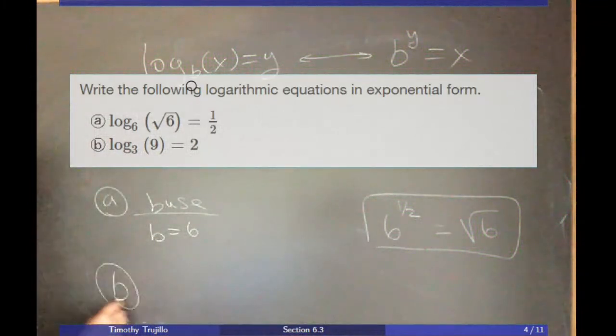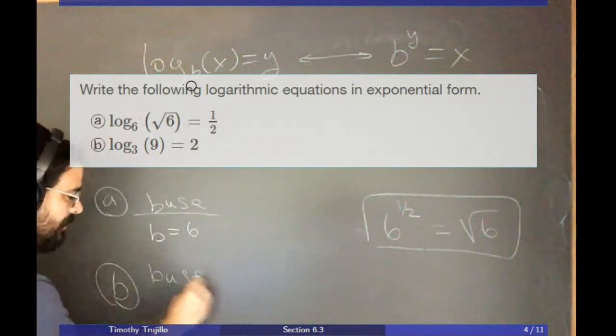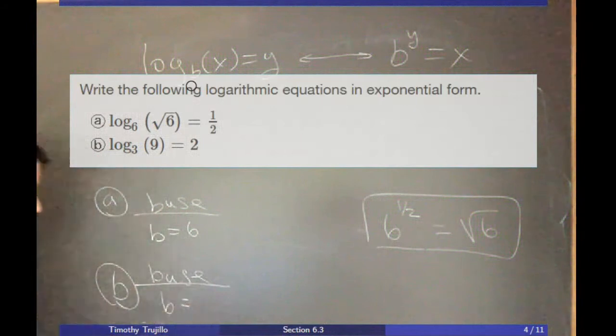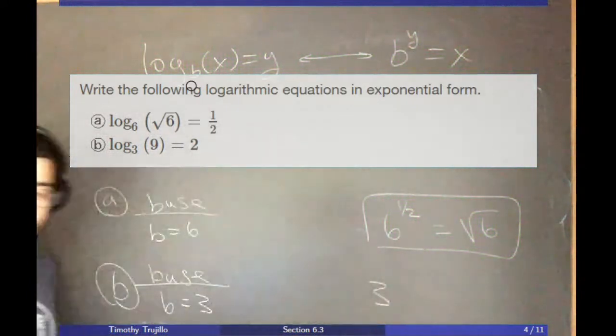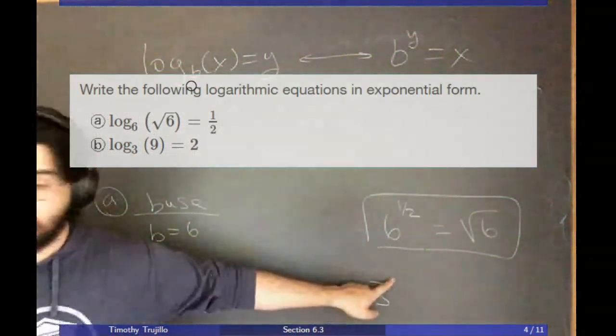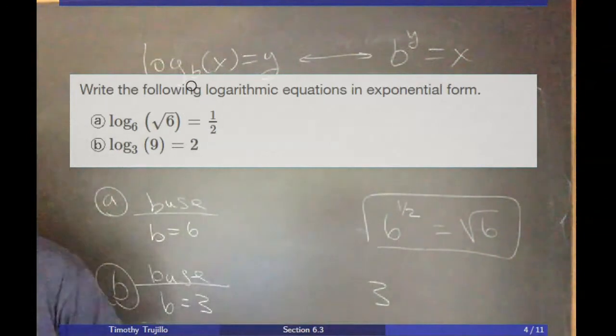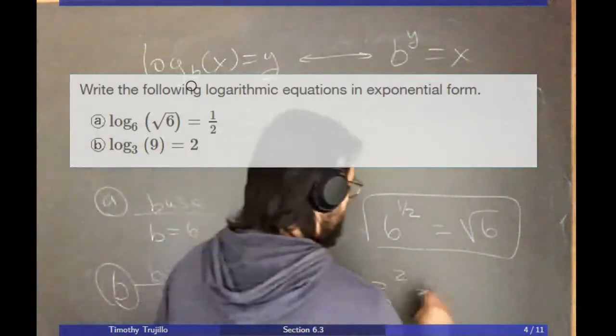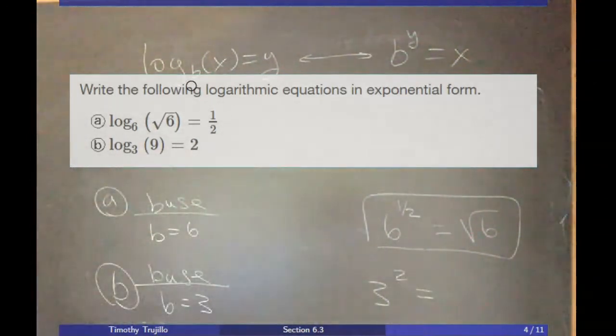Okay, so let's look at B. What's the base in that case? Okay, great. That one's just 3. So then we get 3. What's the exponent? What's that y value? What should we have here for the exponent? Yeah, 3 squared. And then the output here is just 9.